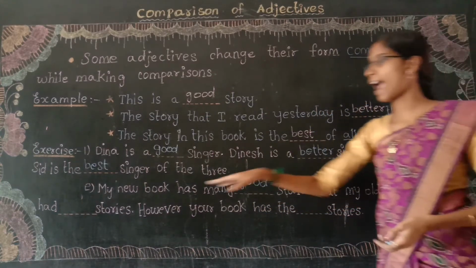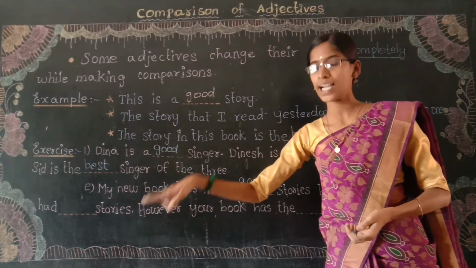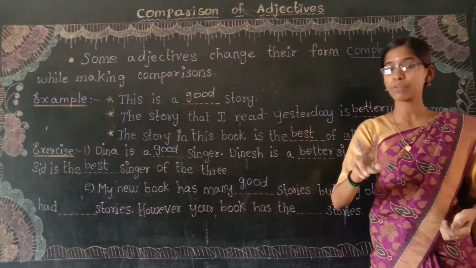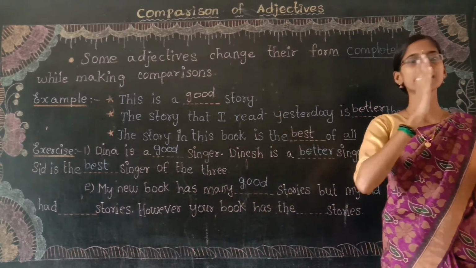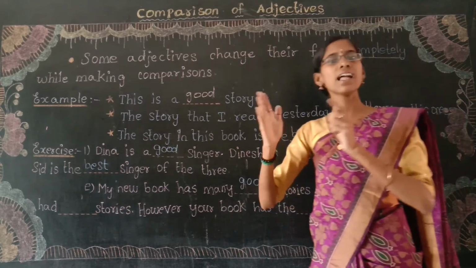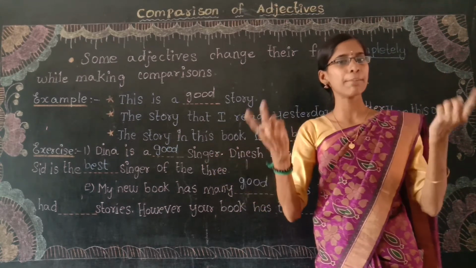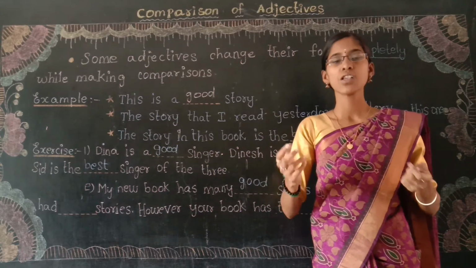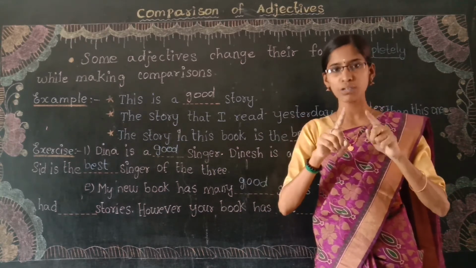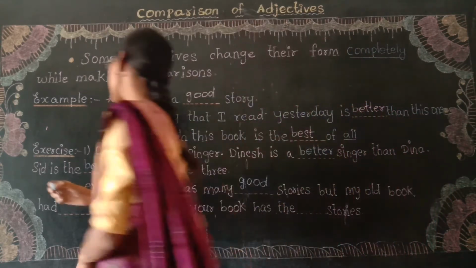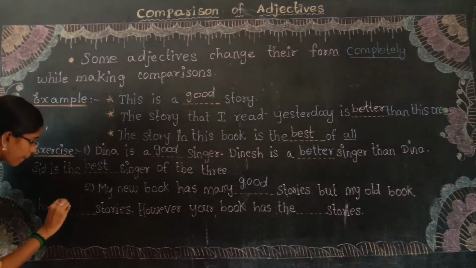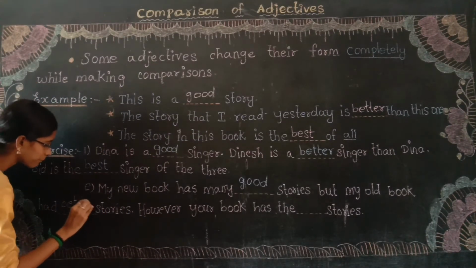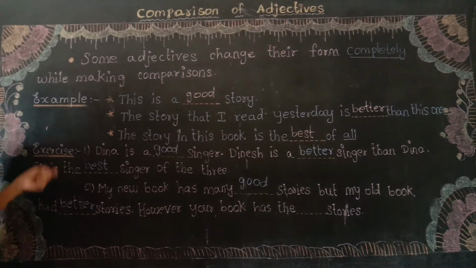So, see the next sentence. My old book had dash stories. So, here we are making the comparison between two books. What are they? One is the new book and the other one is the old book. So we are making comparison between the two books, right? So while we are making comparison between two books, what may be the answer? The answer is better.